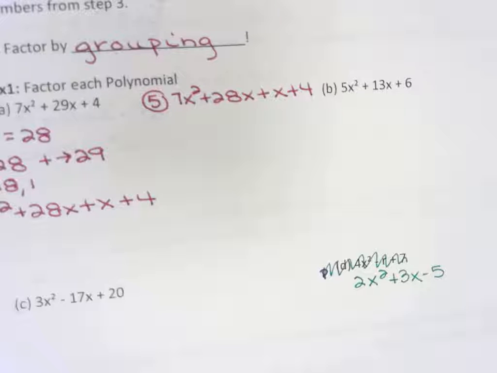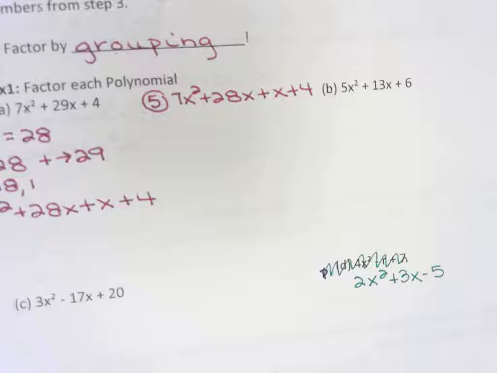Now, it doesn't matter the order you put these two. You could have had x first and then plus 28. Stay with me, please. You could have had plus x first and then plus 28. It doesn't matter the order. You should get the same answer. So now I have 4 terms, so now let's factor by grouping.